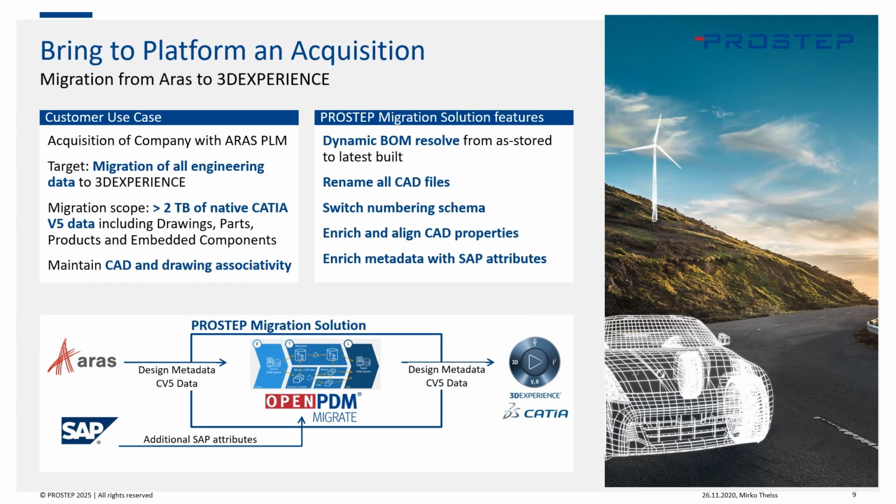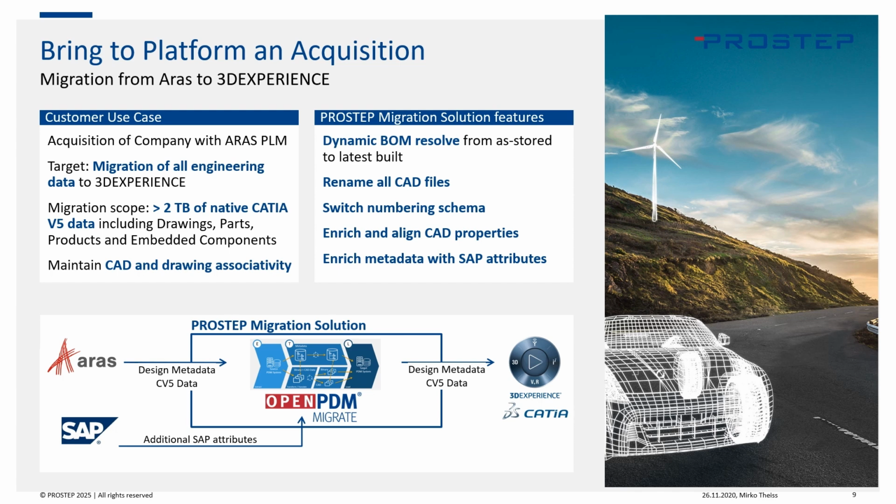A third use case is platforming data. So in this case, the customer purchased another company. That company was using Aras along with CATIA V5 as well as SAP, and they need to migrate that acquired data into the 3DEXPERIENCE platform to move forward. So we helped with an OpenPDM migrate solution, exported the design metadata, exported the CATIA V5, and also loaded the SAP supplemental data within the migration staging.